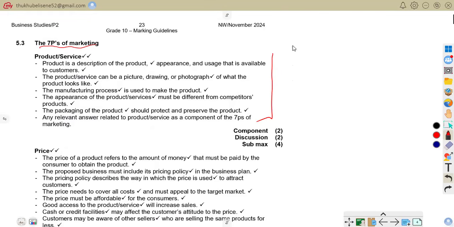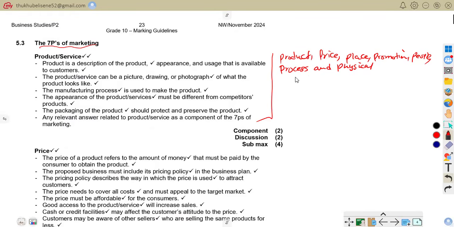So we know when you're talking about the 7 P's, you're talking about product, price, place, promotion, people, process, and physical evidence. So these are our 7 P's of marketing.